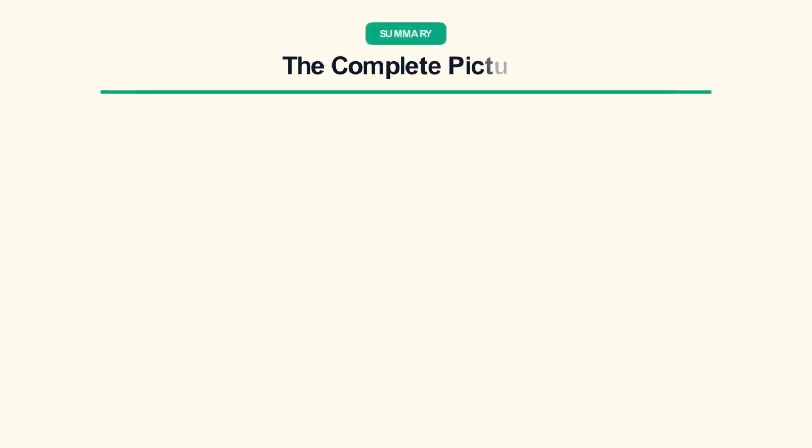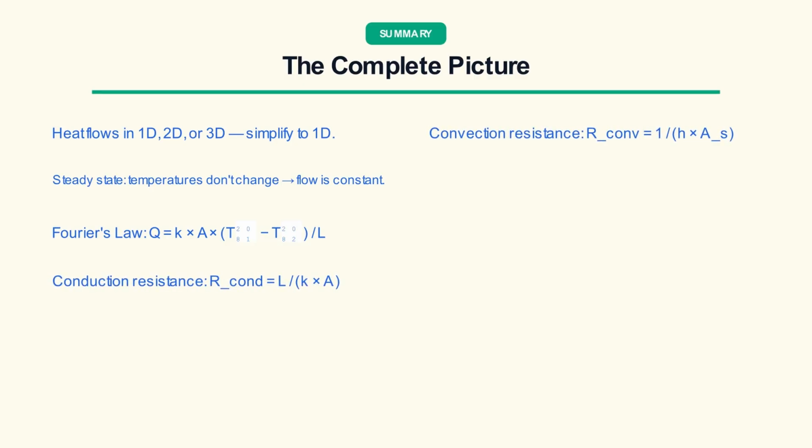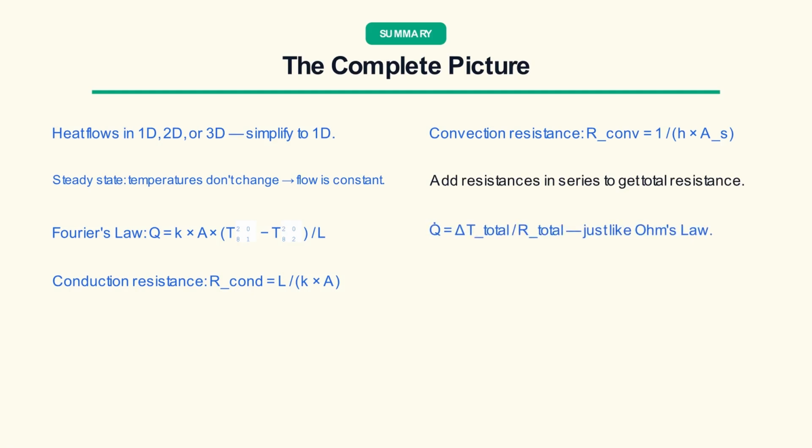Here's the complete picture we've built today. Heat flows in 1D, 2D, or 3D, and we simplify to 1D whenever possible. In steady state, temperatures don't change with time, so heat flow is constant. Fourier's law, Q is equal to K times A times T1 minus T2 over L, the master equation. Conduction resistance, R is equal to L over K times A. Convection resistance, R is equal to 1 over H times AS. Add resistances in series to get total resistance. Q dot is equal to delta T total over R total, just like Ohm's law. Overall heat transfer coefficient, U is equal to 1 over A times R total.